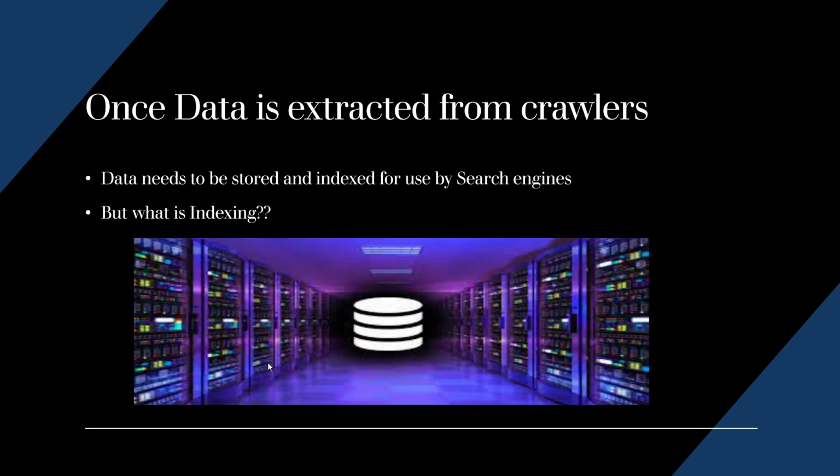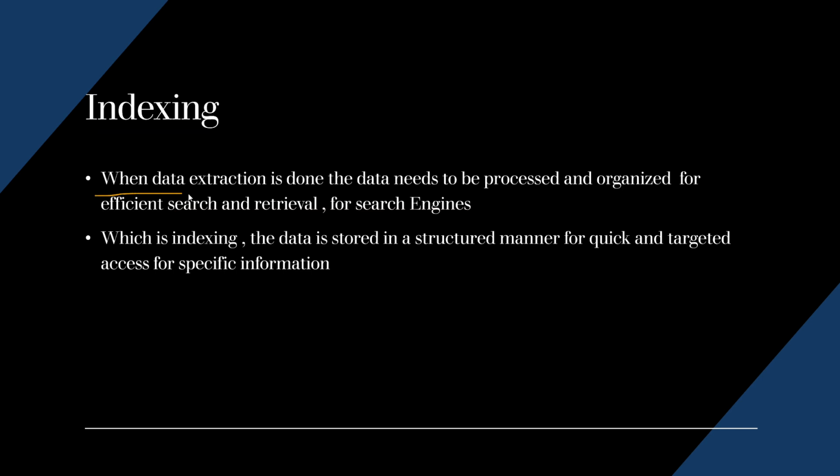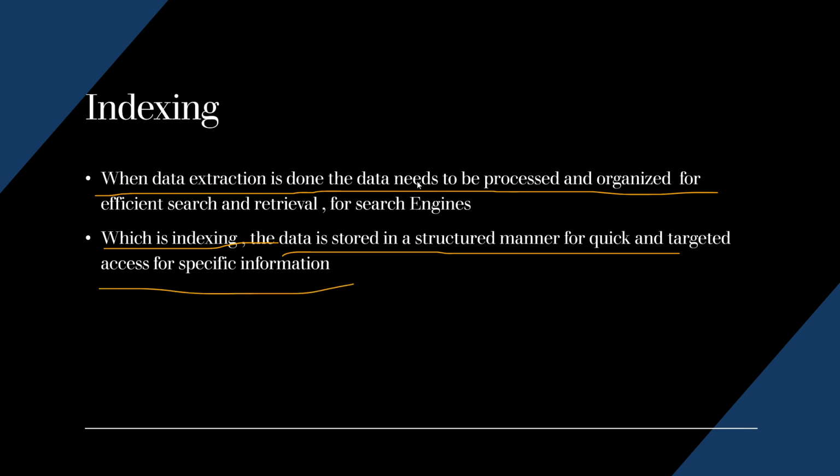Now we have discussed how web crawlers gather information. Now we will talk about how that information is stored in a database. Once data is extracted by crawlers, the data needs to be stored and indexed for use by search engines. But what is indexing? When data extraction is done, the data needs to be processed and organized for efficient search and retrieval by search engines. That is indexing: the data is stored in a structured manner for quick and targeted access to specific information.